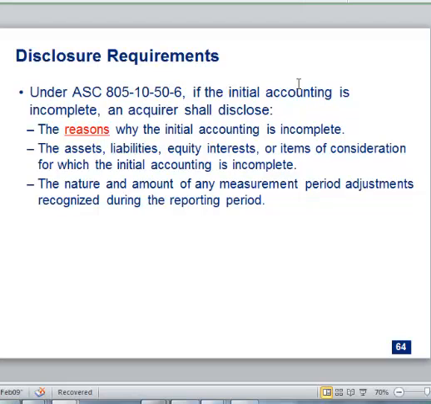So this is that disclosure I was talking about a second ago, where if companies aren't done with their purchase accounting, if the initial accounting is incomplete, you're supposed to do all three of these things. So you'll see a little statement in there. It'll be very brief, but it'll speak to those things.